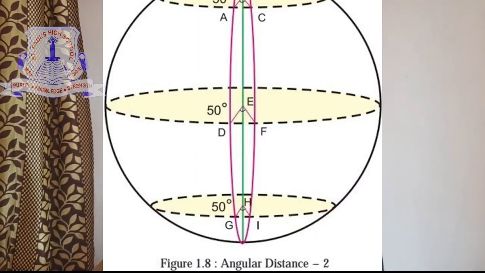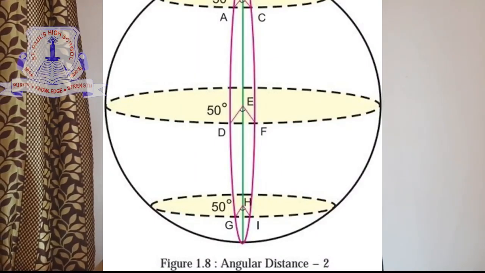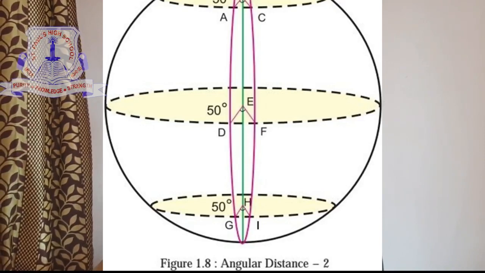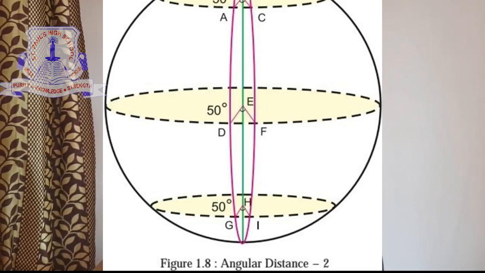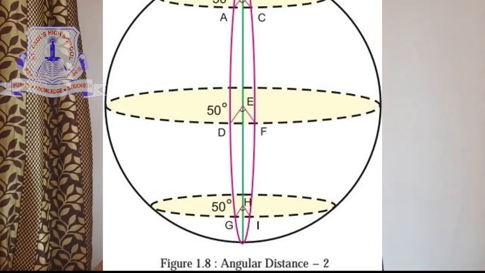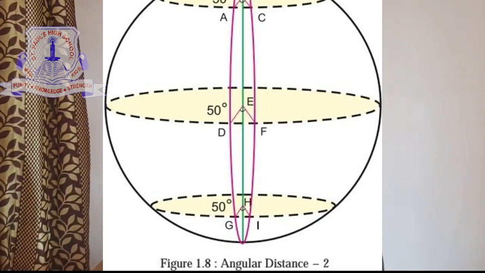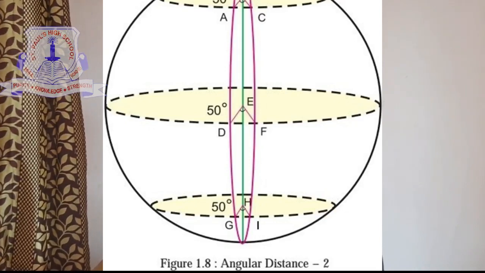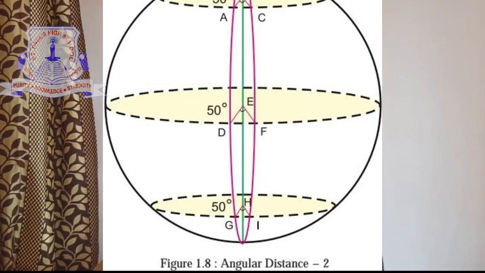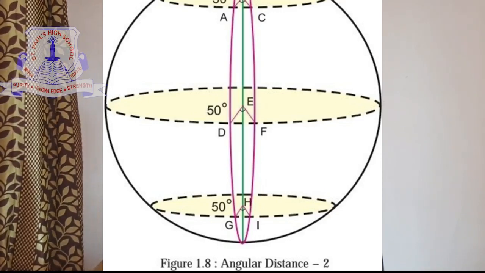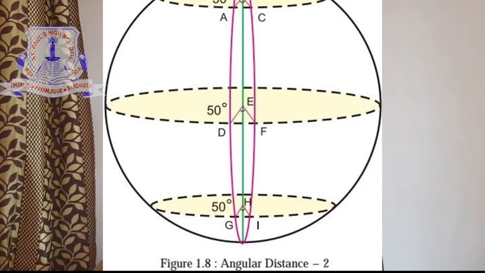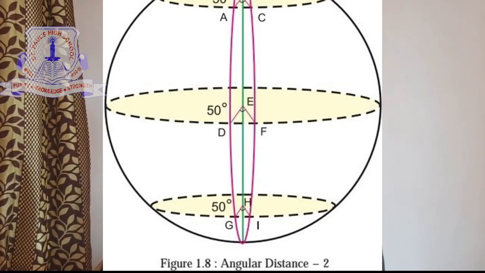In this figure, figure number 1.8, ABC, DEF, GHI have the same measure, that is 50 degree. However, the distances between A and C, D and F, and G and I are different when measured on the Earth's surface. That is because the Earth is spherical in shape.